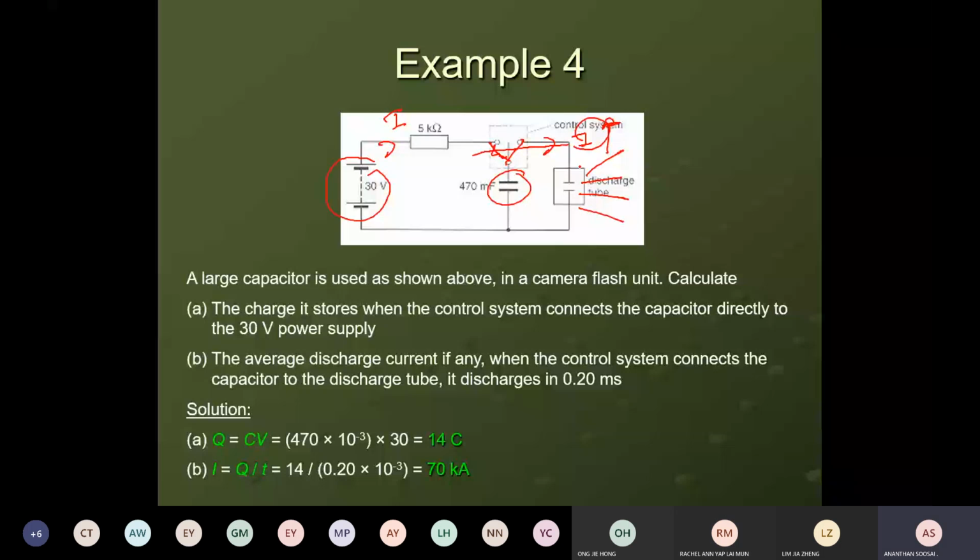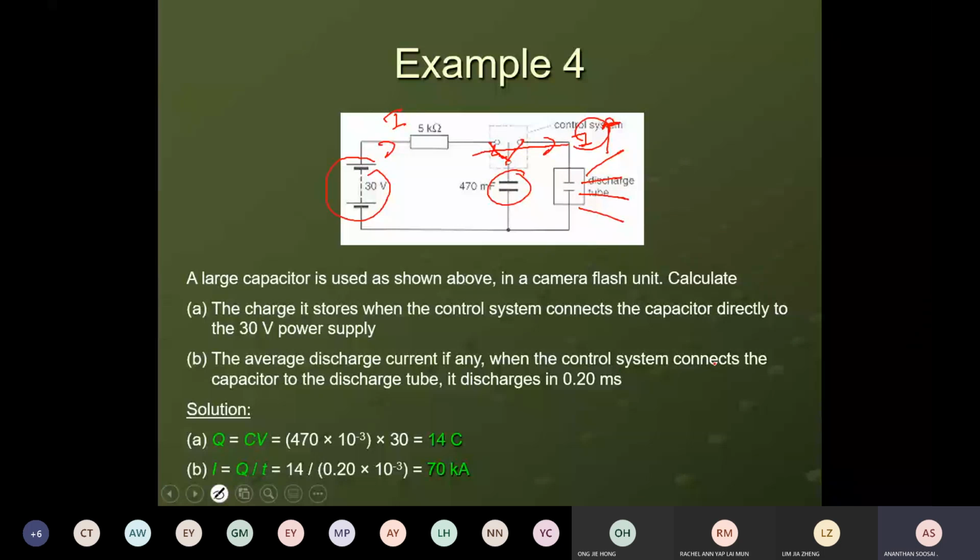So the average discharge current: the control system connects the capacitor to the discharge tube. It discharges in 0.2 millisecond. What is the average current flow? So yeah, the total charge stored Q is 14 coulombs, and it releases it in 0.2 millisecond. So Q over t will give you the current, 70 kilo ampere of current passed through the flash, but in a short period of time, only 0.2 millisecond is how long the flash lasts.